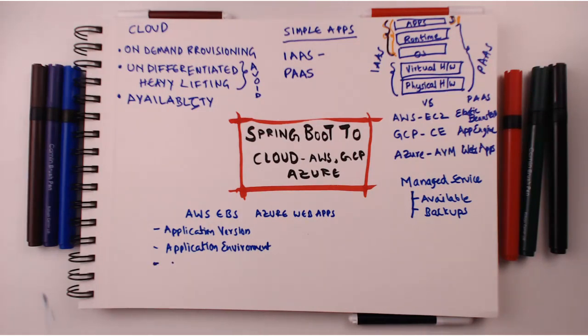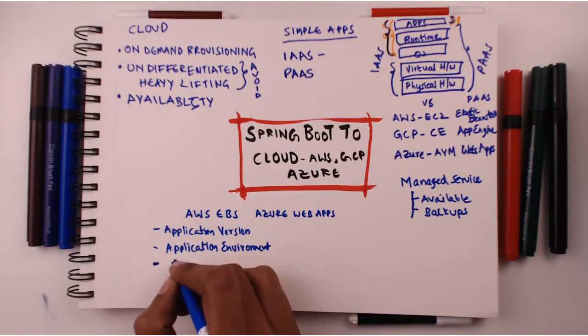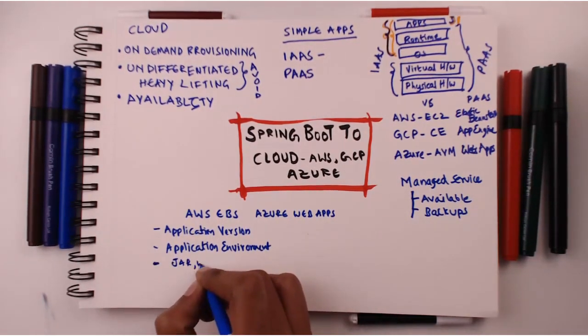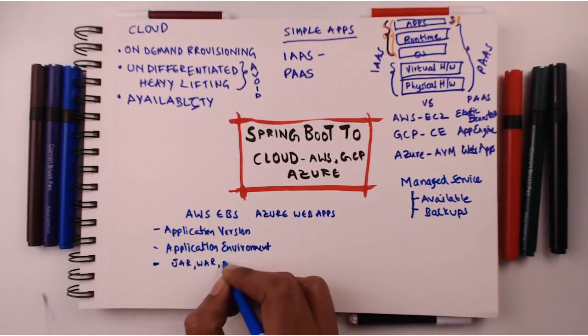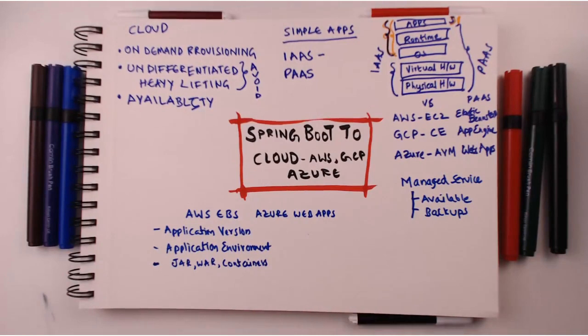The amazing thing about Elastic Beanstalk is it supports deploying jar files. It supports deploying war files into Tomcat. It also supports deploying containers. So this is a wide variety of things that you can deploy. You can create a Docker container and you can actually deploy it directly down to Elastic Beanstalk.